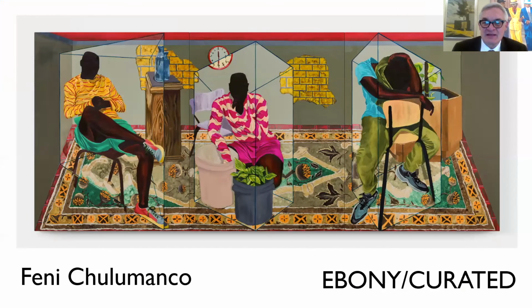So Laura, the theme of our exhibition is figuration, and I'm sure there are wonderful examples at your fair that you would like us to have a look at. Yes, I made a very, very small selection of 5 works at the fair, crossing over the sections. So the first work that I selected is this work from Feni Chulumanco, represented by Ebony Curated.